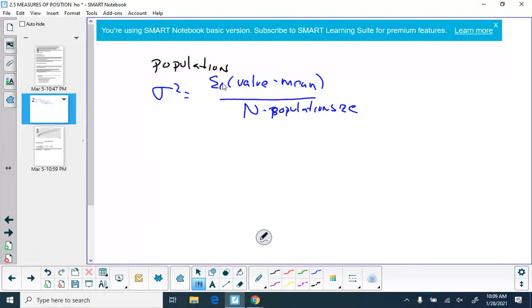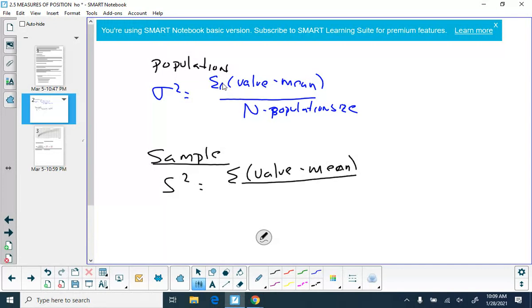When you're dealing with a sample, we signify this, our variation, with an S. It's still the same as your value minus your mean divided by your sample size minus 1. So it depends on whether you're doing a population or sample, which you divide by. And this is your variance.